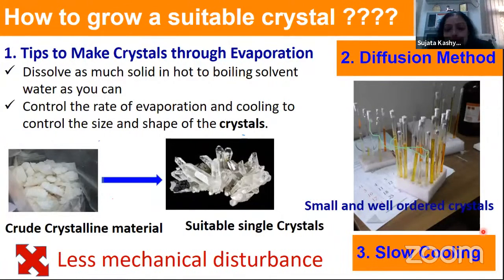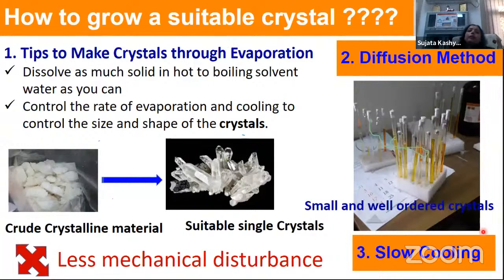Then comes slow cooling. The third one is slow cooling, through which we can also get suitable crystals. In this, we take our compound, make a clear solution with a suitable solvent, and then seal the tube completely and keep it in the fridge. First, we keep the tube in the fridge where the temperature is around 4 to 6 degrees centigrade. Then after 10 or 15 days, if we are getting crystals, it's well and good. Otherwise, we have to transfer the tube from the fridge to the freezer, where the temperature is around 0 degrees centigrade.